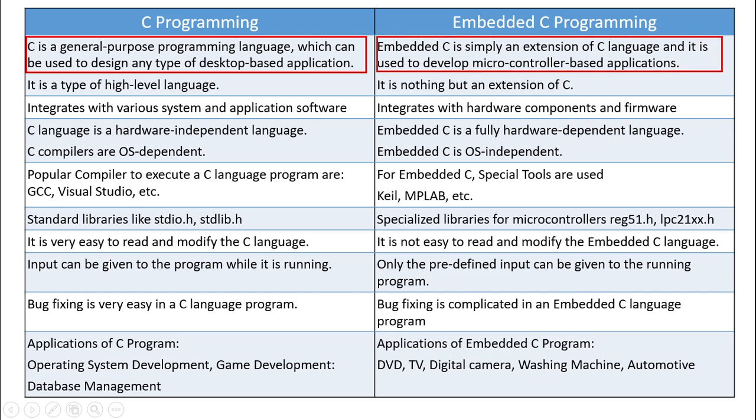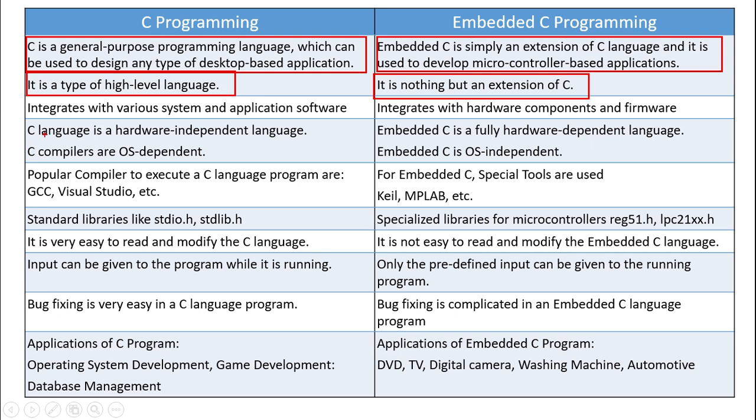And what does embedded C programming say? Embedded C is an extension of the C language. It is 95% the same, and only 5 to 10% differs compared to C programming. It's an extension of C programming, used to develop embedded system applications using microcontrollers. So this is the definition of C and embedded C. This is the first major difference between C programming and embedded C programming.